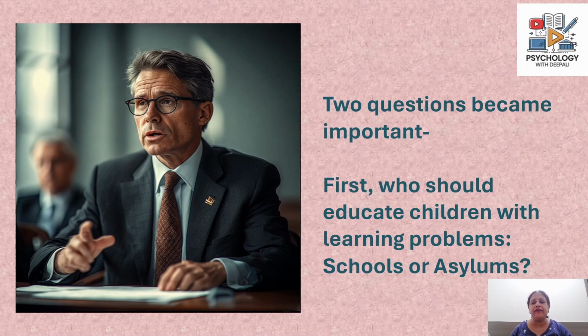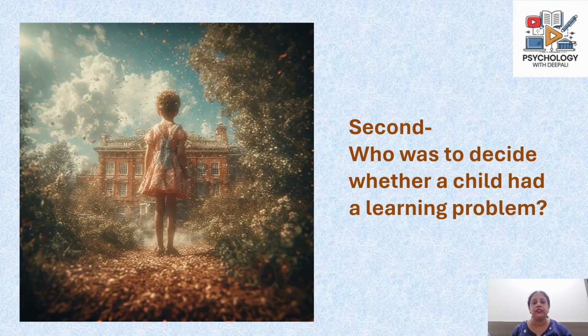So therefore, in French society, there were two questions which were debated. The first one was, who should educate these children who had certain learning issues? Should it be schools or should it be asylums? Second question was, who was to decide whether a child had a learning problem? How do we know whether a child has a learning problem?